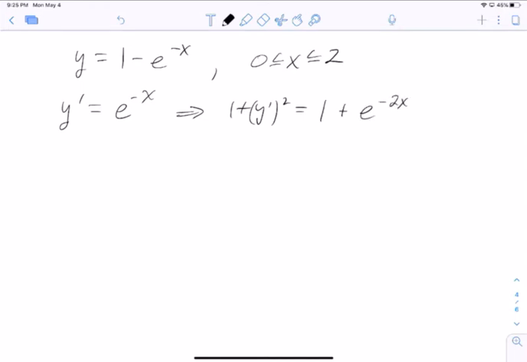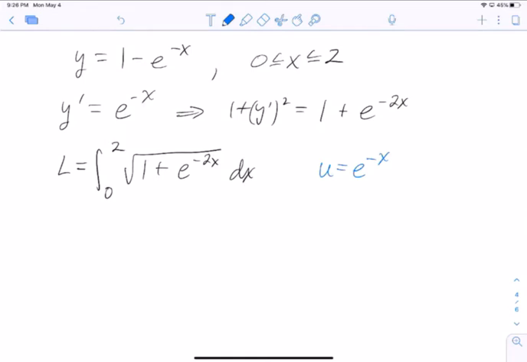I'm not sensing anything nice is going to happen here like we've seen in some previous examples. The length is going to be the integral from 0 to 2 of the square root of 1 plus e to the negative 2x dx. Here's the thing. If we had an e to the negative x out front, then we could consider a direct u substitution. We don't have that, but we're going to try a u substitution anyway. We're going to let u equal e to the negative x.